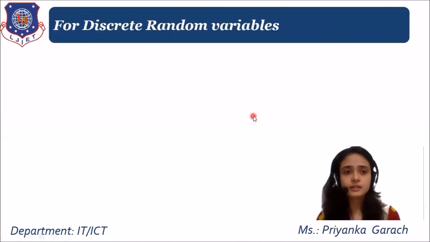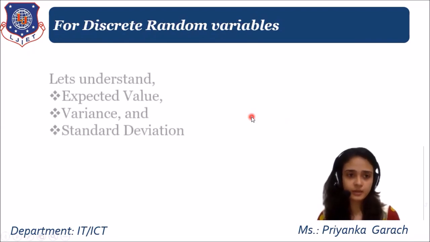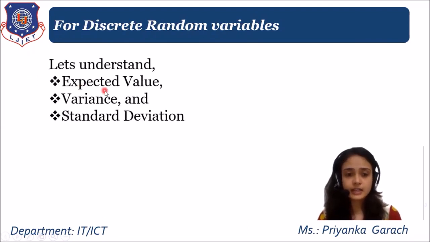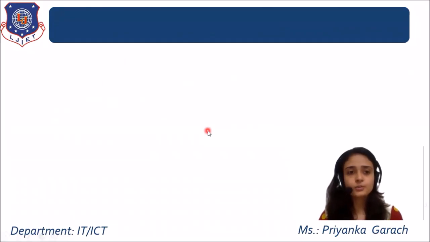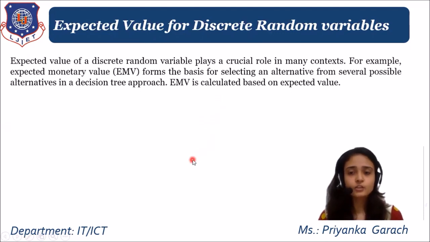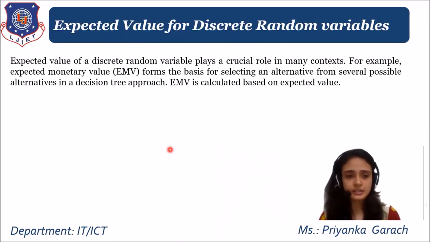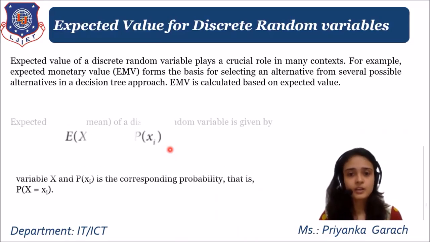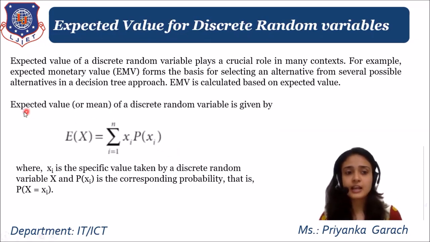Now let's see, for the discrete random variables, the expected value, the formula of the variance, and the formula of the standard deviation. Starting with the expected value of the discrete random variables. Over here, the expected monetary value, that is EMV, forms the basis for selecting an alternative from several possible alternatives in a decision tree approach. So the EMV, that is the expected value, in short, you can also call it the mean.